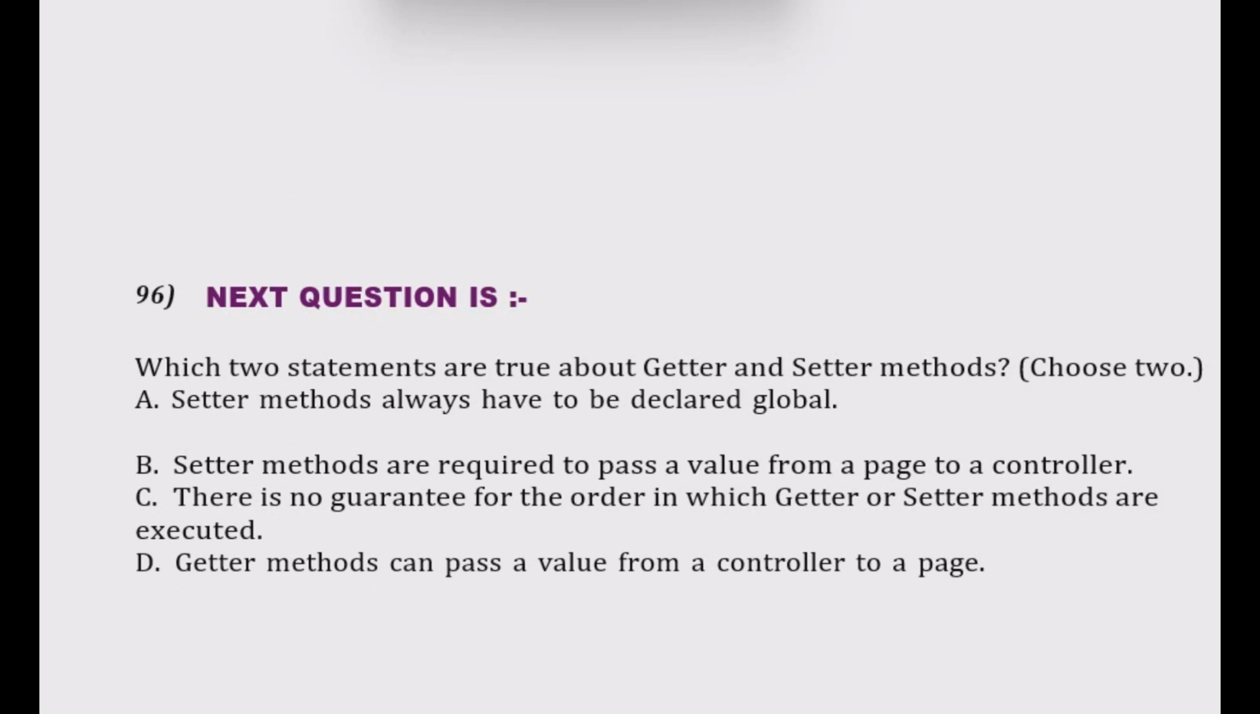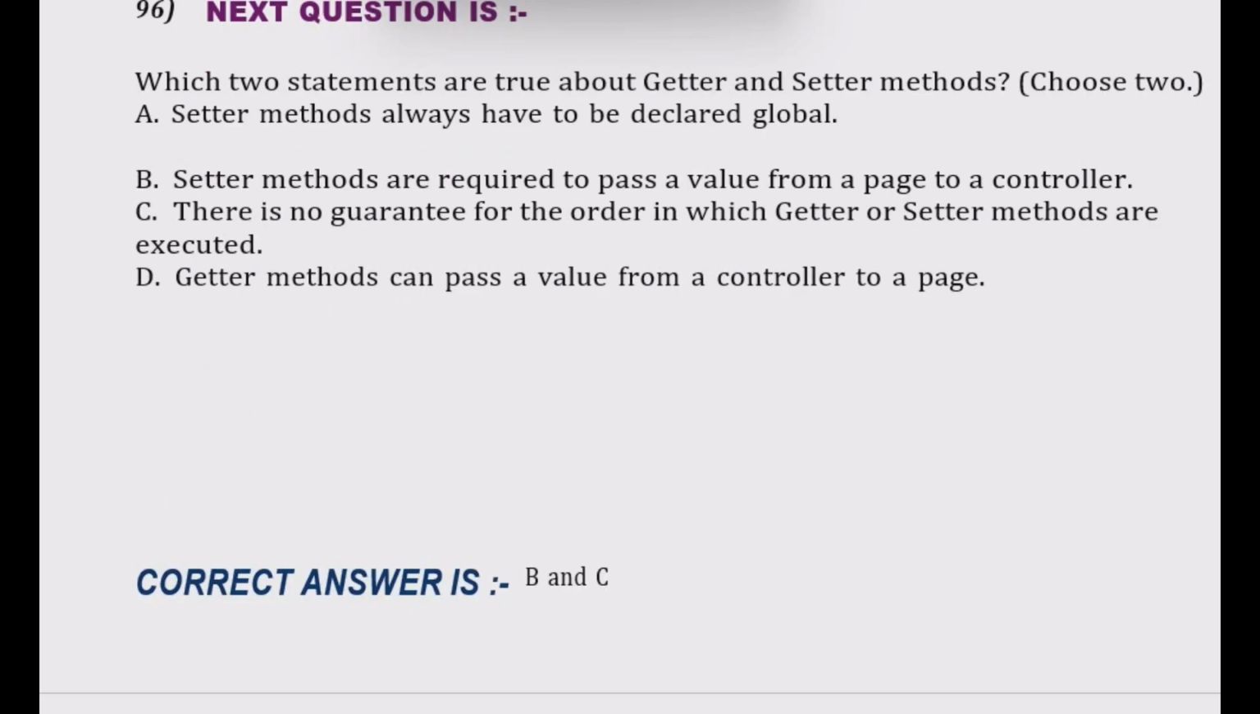Question is, which two statements are true about getter and setter methods? Option A. Setter methods always have to be declared global. Option B. Setter methods are required to pass a value from a page to a controller. Option C. There is no guarantee for the order in which getter or setter methods are executed. Option D. Getter methods can pass a value from a controller to a page. Correct answer is option B and option C.